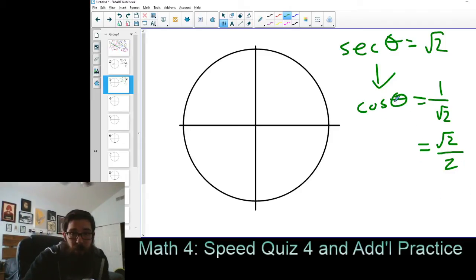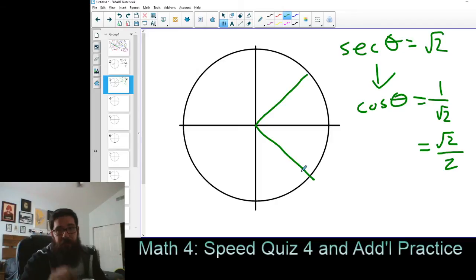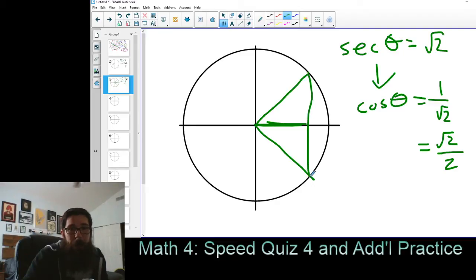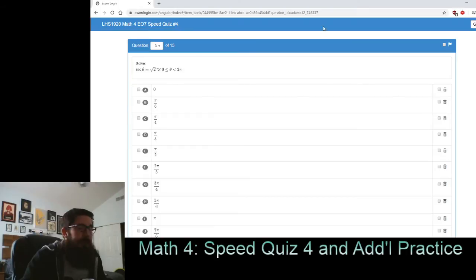When is cosine? First off, it's positive. I'm looking for quadrants 1 and 4 because I'm talking about an x value. When is it root 2 over 2? Pi over 4, 7 pi over 4. You'll notice that the x value, this length right here, is exactly the same. Be aware, we're going to expect multiple answers for a lot of these.